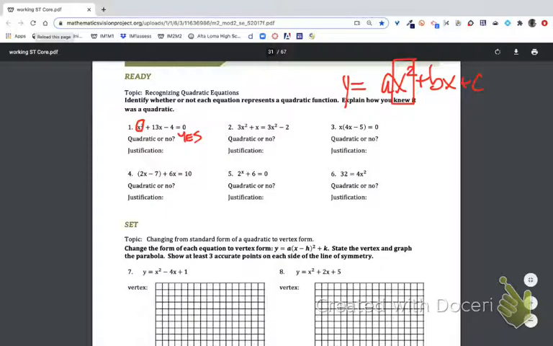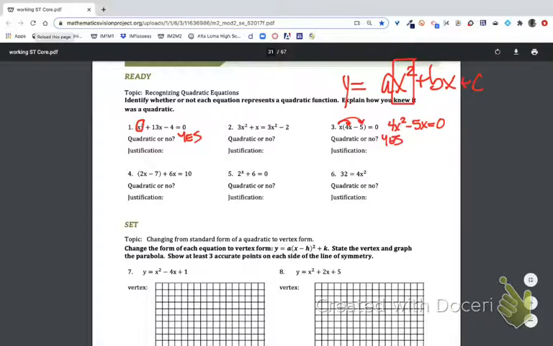For number 3, it doesn't have an x squared, so we might think initially, nope, this is not a quadratic. However, if we distribute this x in, x times 4x is 4x squared, x times negative 5 is negative 5x, and there's nothing else to combine, so yes, this is quadratic.